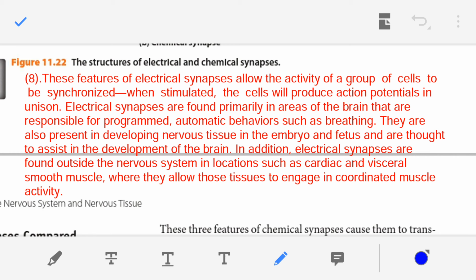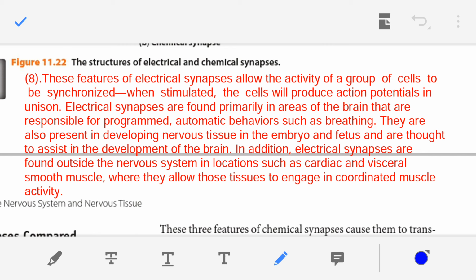Now, where are these electrical synapses present? Electrical synapses are found primarily in the areas of the brain that are responsible for programming automatic behavior such as breathing. When we say breathing, that means the inhalation and exhalation process, breathe in, breathe out, and in this we know muscles are involved. So these muscles are innervated by the electrical synapses.